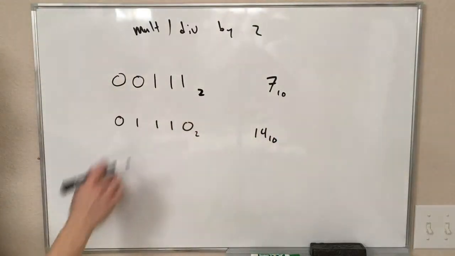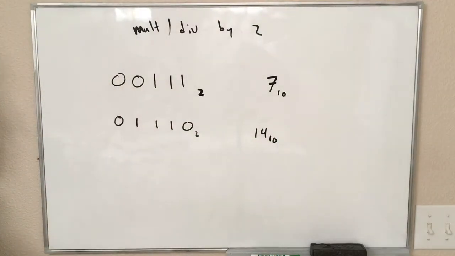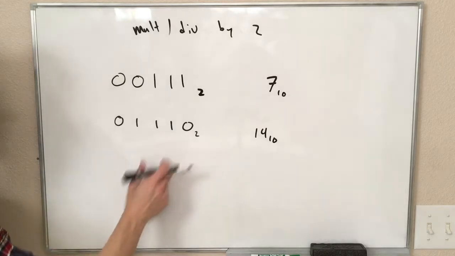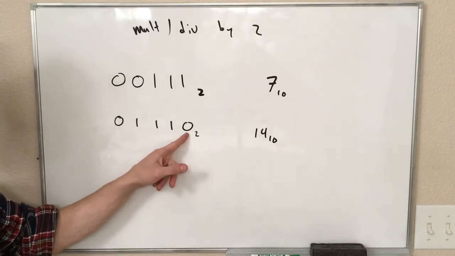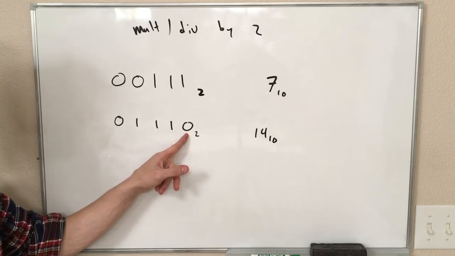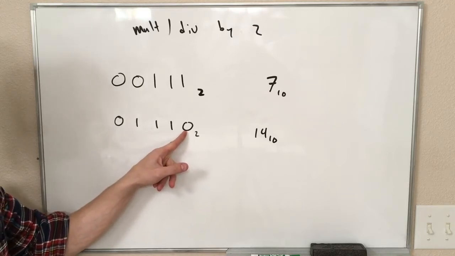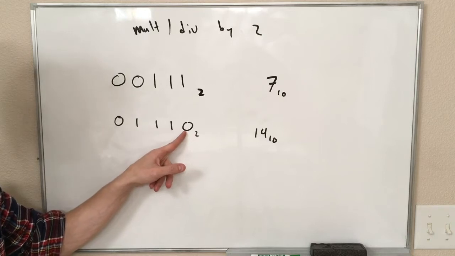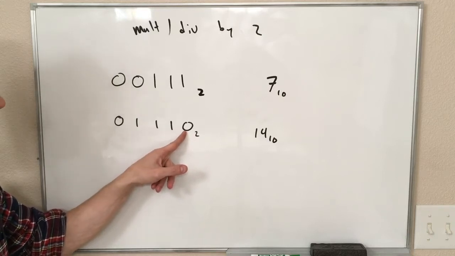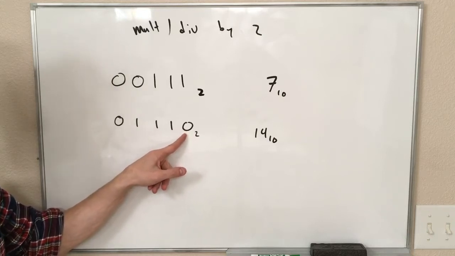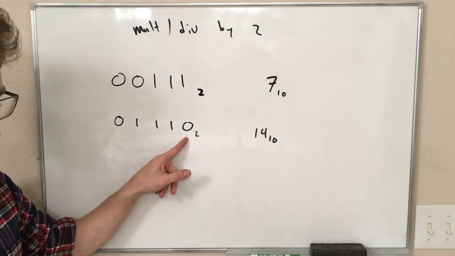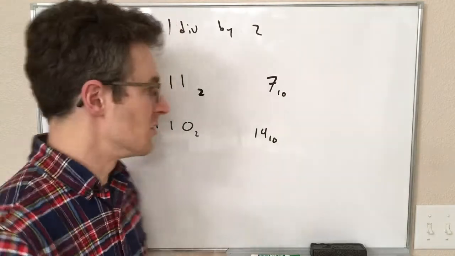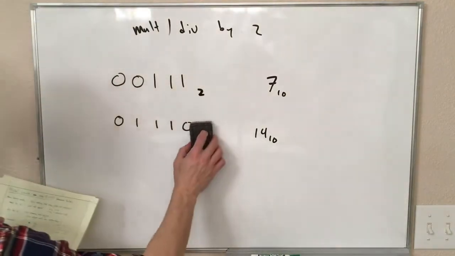So shifting things to the left multiplies by 2. Shifting things to the right is going to divide by 2. We lose this last digit, but of course, if it's a 0, that means our number was even to begin with, so we should get a nice even division by 2. If this is a 1, that means it's an odd number, so whatever digit gets bumped off here is the remainder of our division. So we can do a quick example of that.